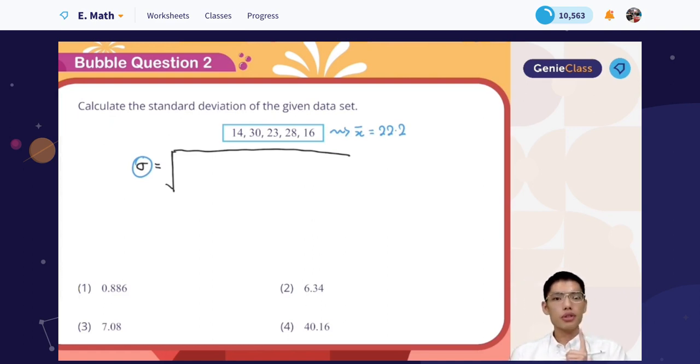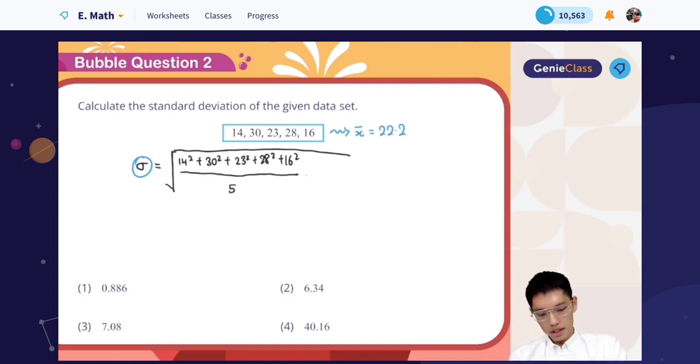Always remember standard deviation, remember your square root. So in this case, sum of the squares, 14 square plus 30 square plus 23 square. Take note, you may wonder, teacher already said no need to write this. Why am I still writing this? Again, it's for the thought process for this lesson. So divide by 5 minus the mean square, 22.2 square.